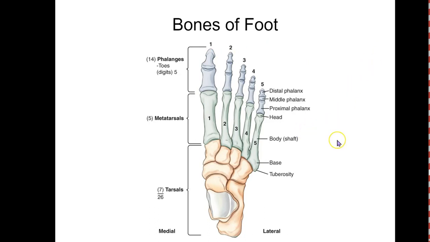Okay, next, metatarsals. There are 5 metatarsals, and they are numbered along with the digits. So the first metatarsal is on the medial side of the foot, and number 5 is on the lateral side. Each of the metatarsals contains 3 parts. The small, rounded distal portion of each metatarsal is the head. The centrally located long, slender portion is the body or the shaft of the metatarsal. And then this expanded proximal end of each metatarsal is the base.